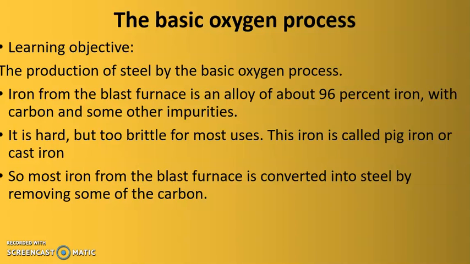Today's lesson is about the production of steel by the basic oxygen process. Iron from the blast furnace contains about 96% iron together with carbon and some other impurities. This iron is hard, but it is too brittle for most uses. This iron is also known as cast iron. Most of the iron from the blast furnace is converted into steel by removing some of the carbon.